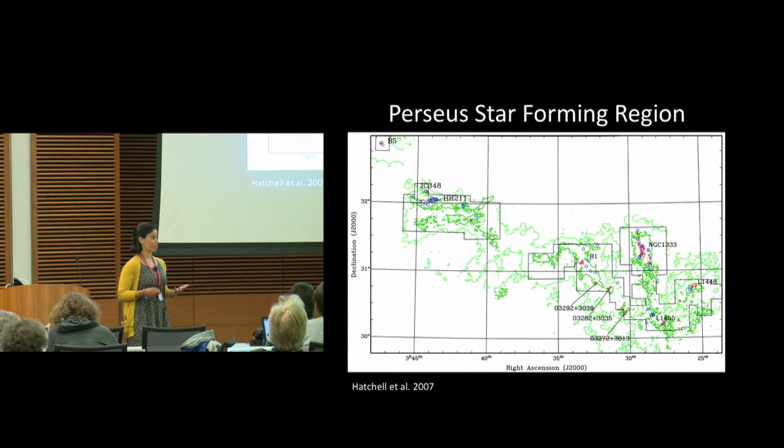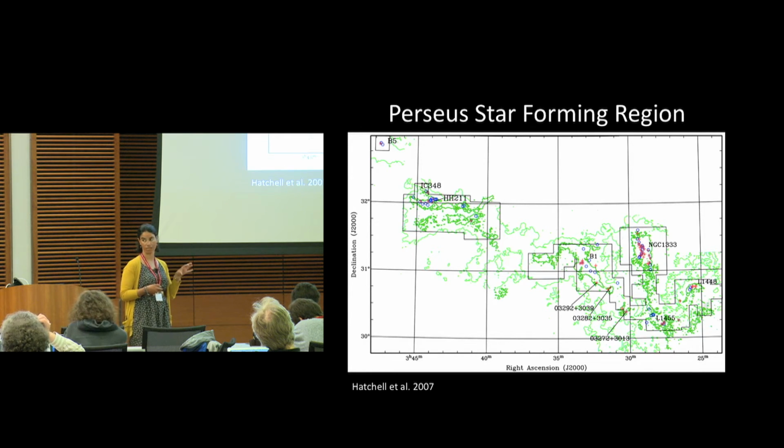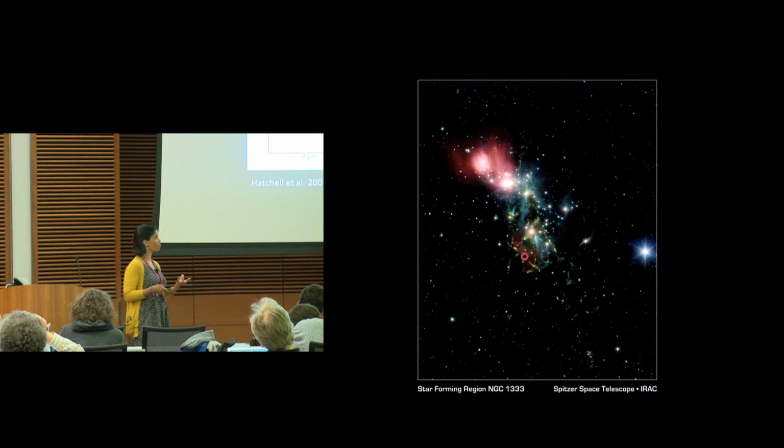Okay, so a little bit about Perseus. This is a large star-forming region that's close to us. It's about 230 parsecs away. Shown here in the green are the CO isotopologues, and then we have different star-forming clouds inside of this region. NGC 1333 is the most active star-forming region, and there's lots of class 0 and class 1 protostars inside of this region.